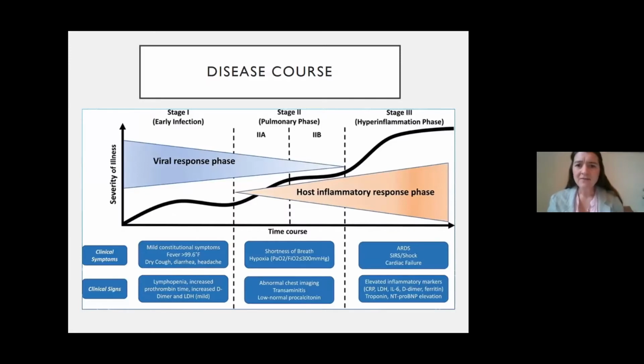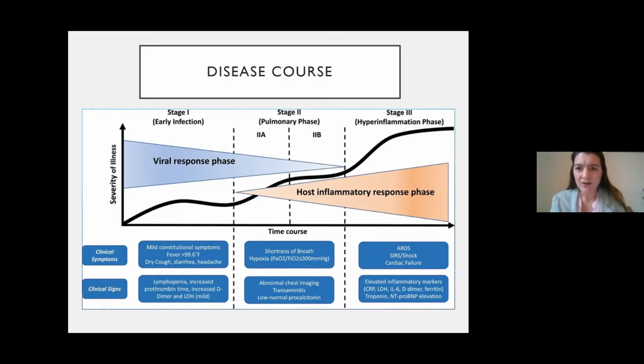So in terms of the actual disease course of COVID, you'll find that there's two main responses that the body makes. One is the general viral response that you would have to any virus. So you get the aches and pains, the fever, any kind of constitutional symptoms that you might normally associate with viral illness. And that's early on in the first week.